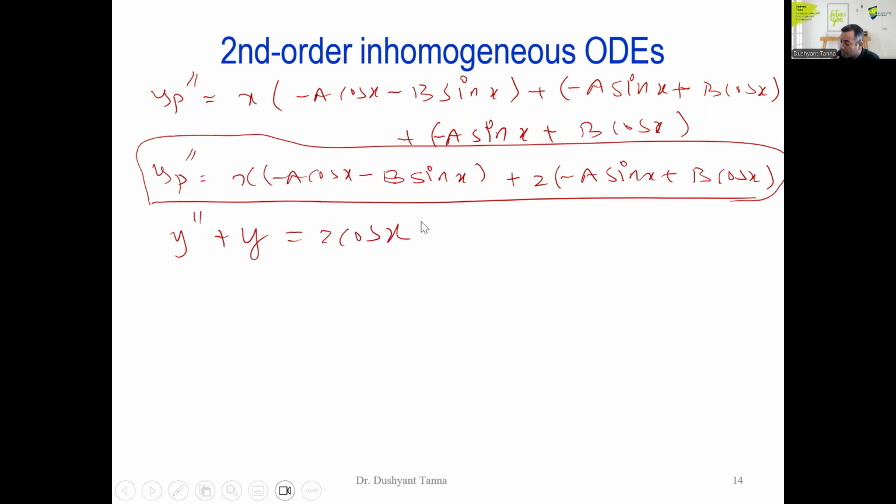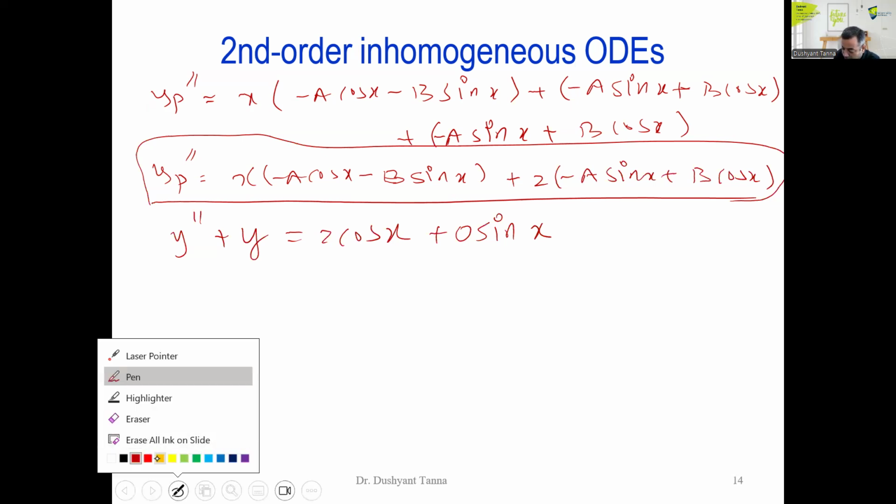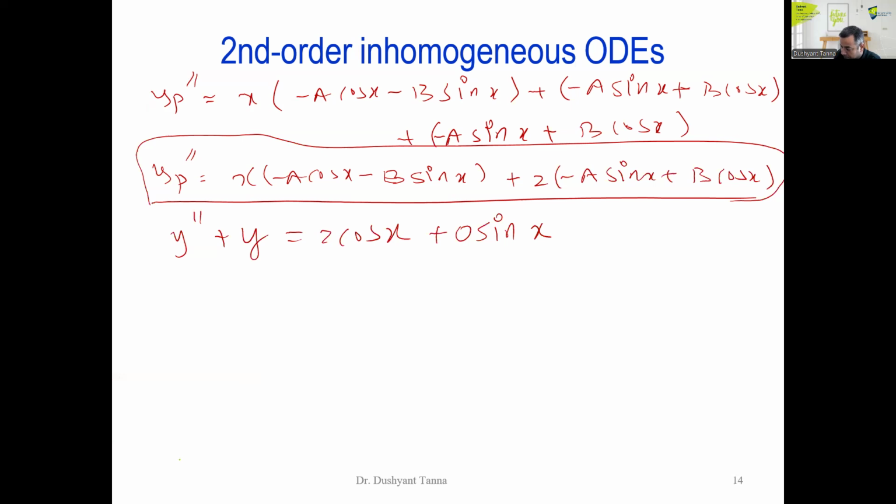Y double dash, that is here. So since you are comparing it with only cos, can I write a 0 sine here? And when you plug in YP double dash, kindly separate cos and sine. So I got 2 cos term here. There is a cos term, there is a cos term, this is sine term, this is sine term. I'll write them by separating it, okay?